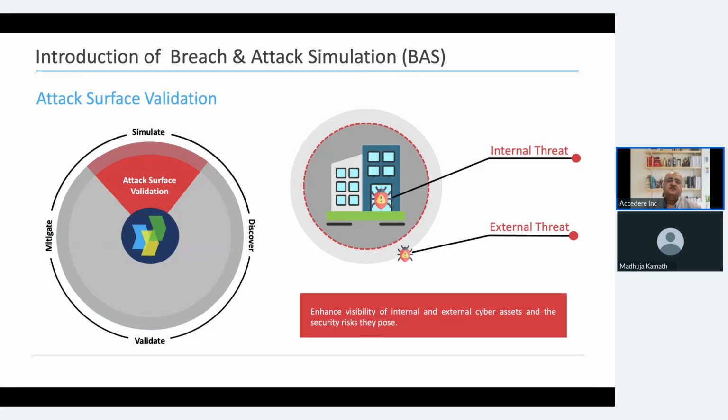So what does attack surface validation do? It looks at the surface, whether it's an internal threat or an external threat. So we have tools to look at your internal threat assessments. We also look at the external threat assessments, to enhance both sides of the security. We all know that 60 to 70% of the attacks are instigated by insiders. So internal threats are one of the important factors that cannot be neglected in any entity. It's not just external, but the internal threats are equally important to be looked at.